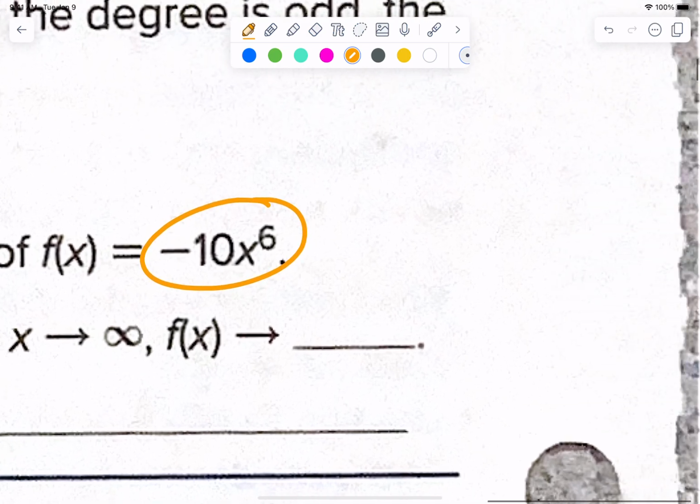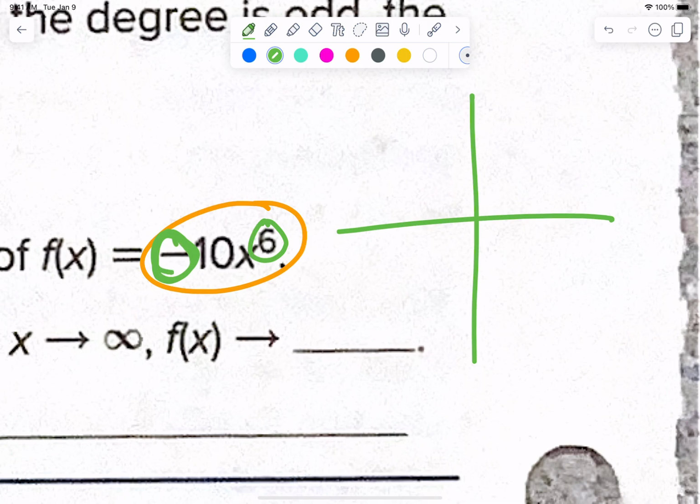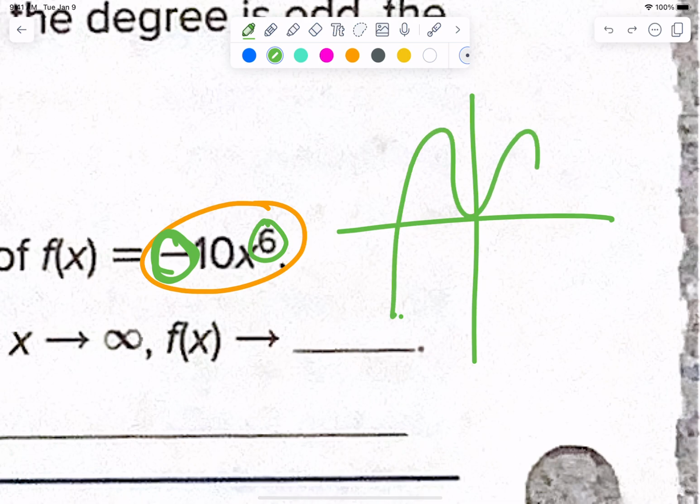Negative 10x to the 6th power. Okay, x to the 6th power. Is he going to go opposite directions or the same direction? Same. Is he going up or down? Negative means down. So I don't know how many humps he has, whatever. That's too many humps. There you go. He looks like that, maybe. I don't know how high the humps are, whatever. That's x to the 6th power and he's negative.